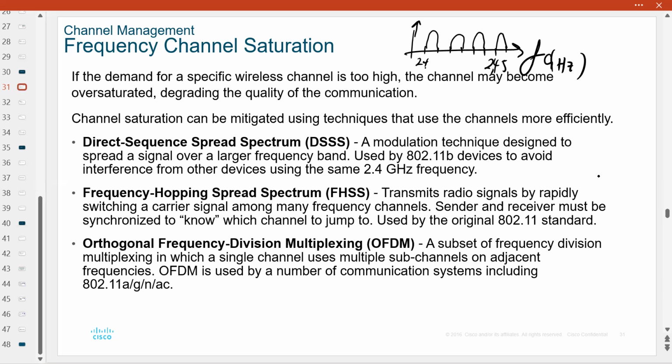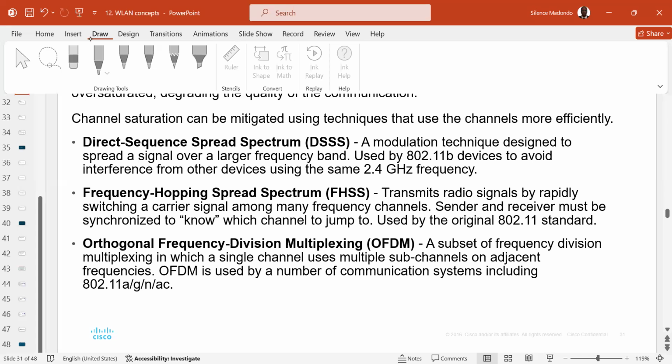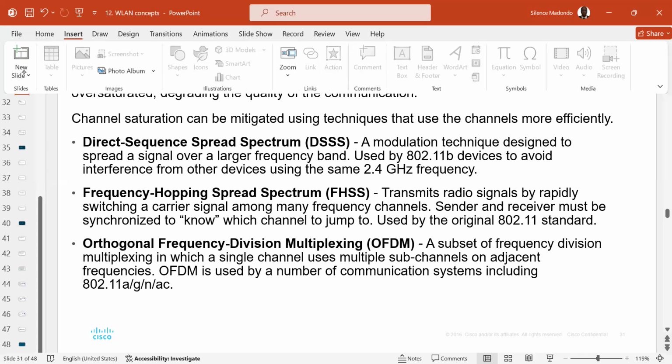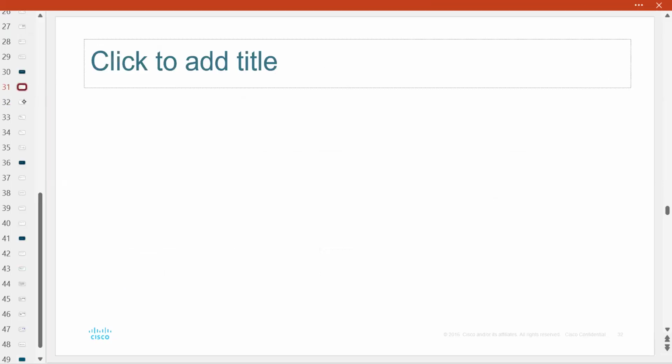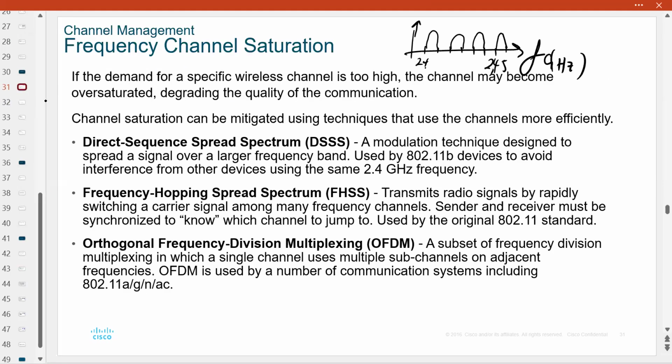So the first one, basically, what we have is... okay, let me put a new slide here, because I think I'll need to draw a couple of things. Right, the first one, direct sequence spread spectrum, is a modulation technique designed to spread a signal over a large frequency band, used by 802.11b devices to avoid interference.